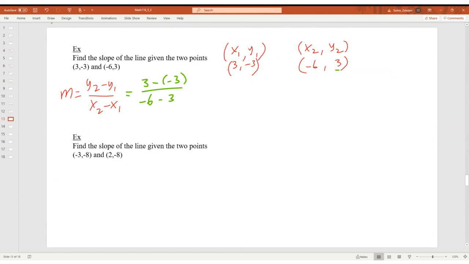So this one minus makes it plus. So it becomes plus at the end. So 3 plus 3 is 6, over -6 minus 3 is -9. Technically, you are adding two negative signs. So you just add the numbers and keep the sign. So if you reduce this by 3, it becomes -2 over 3. Okay, so that's the correct answer, -2 over 3.